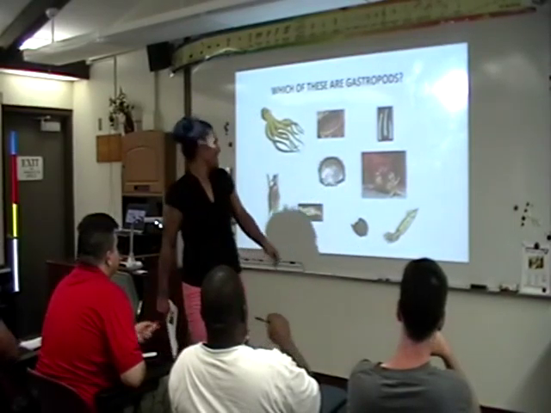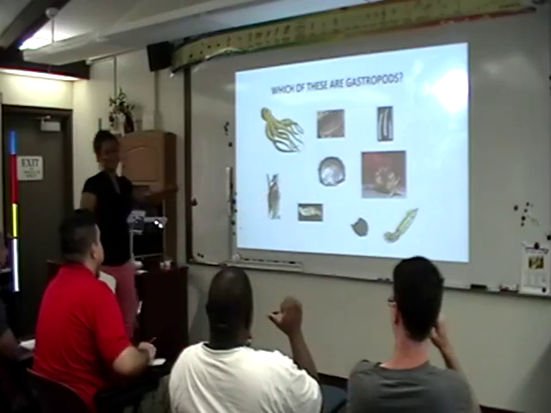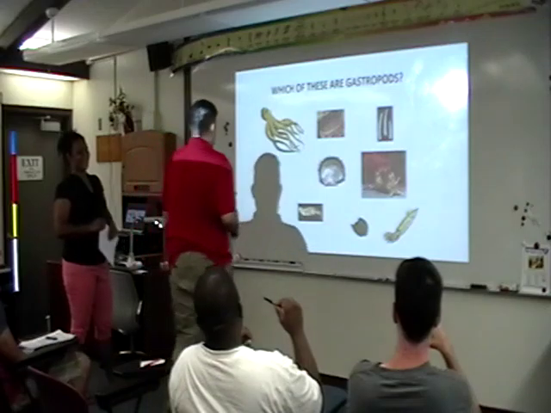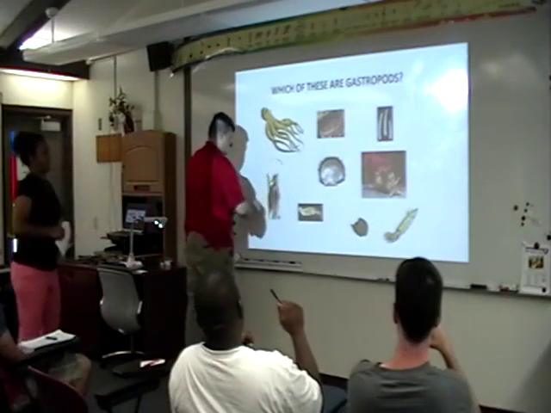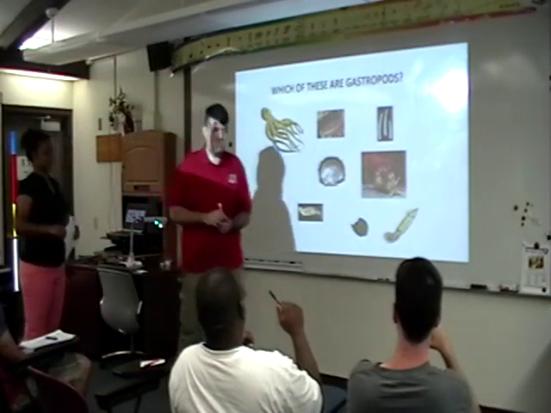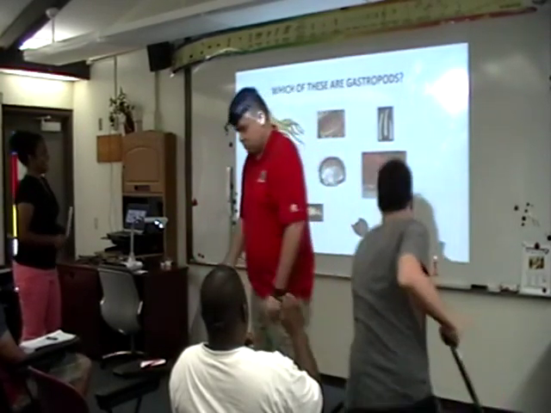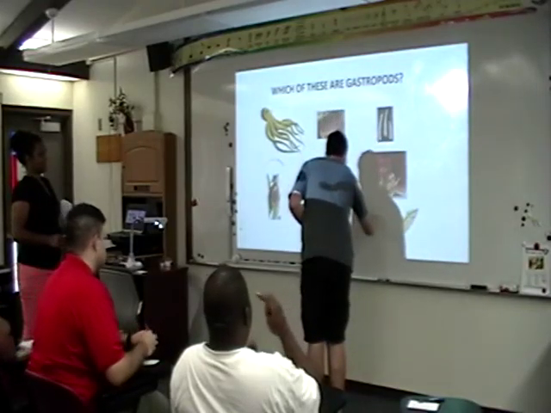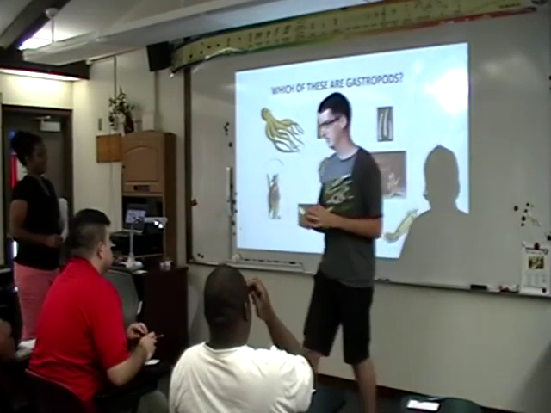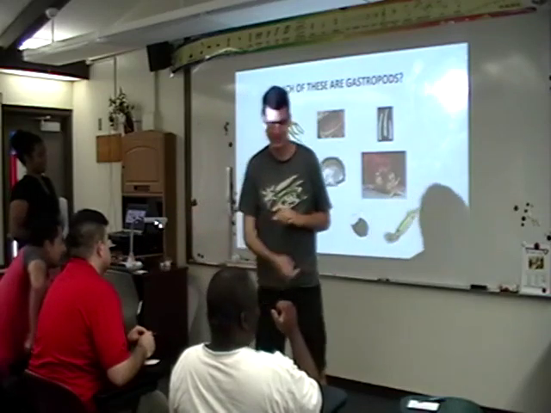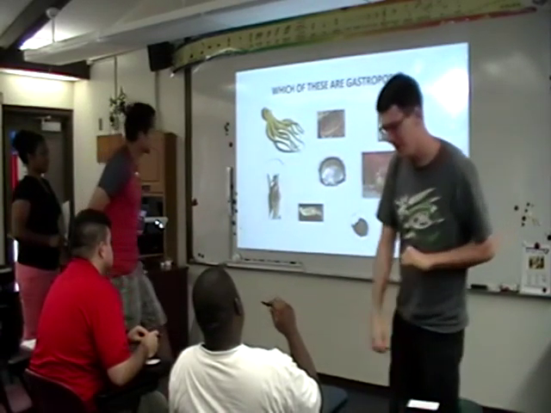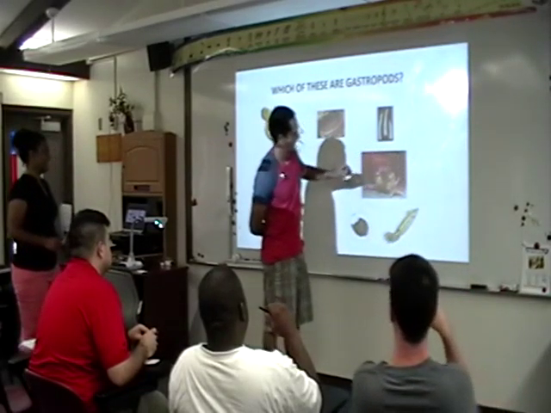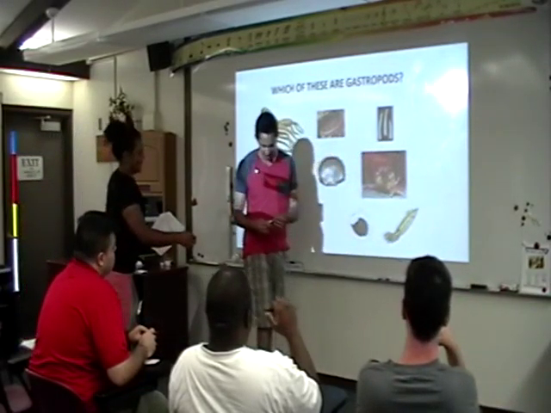Do I just circle all of them? Or circle one of them, just one? One of the gastropods. Turn around and give the pen to someone else. Alright, that's it. Good job, guys. Perfect.